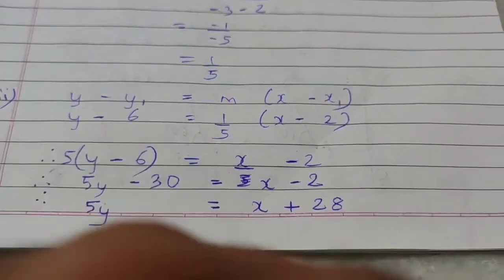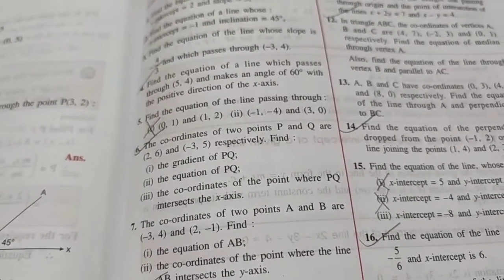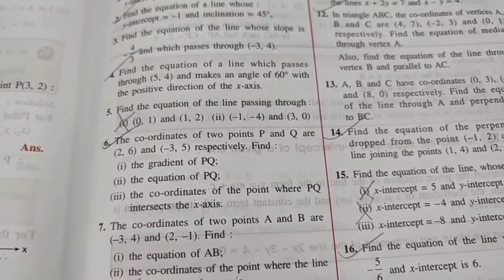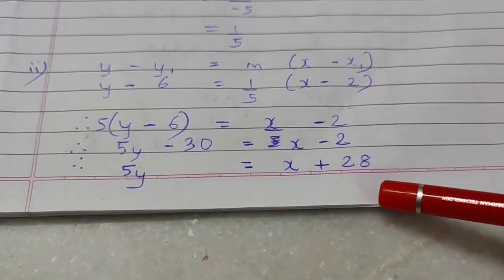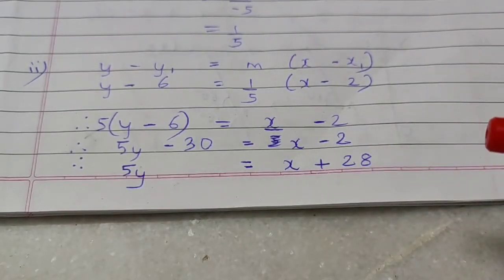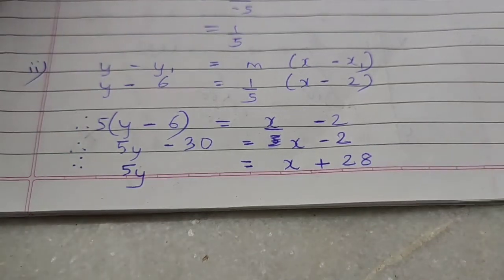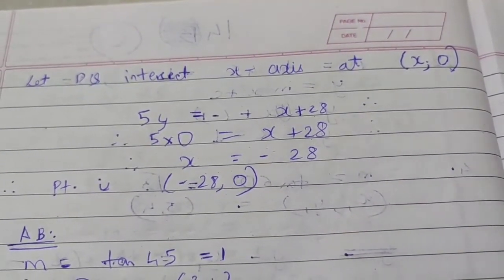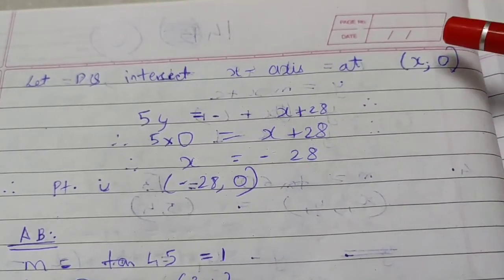Now Roman numeral 3 says find the coordinates of the point where PQ intersects the x-axis. This equation that we got is the equation of PQ. Whenever we have a point lying on the x-axis, we know that the coordinates of that point of intersection are x comma 0. So we will say let the point of intersection with the x-axis be x comma 0. Since it is lying on the line PQ, it will satisfy the equation.